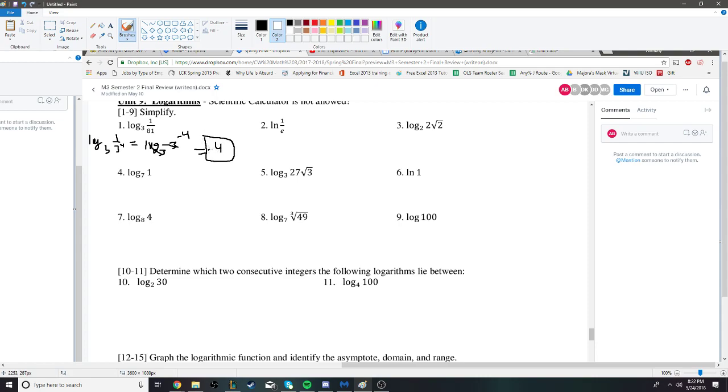There's a quicker way to do this. You could say 3 to what power is 81? 4. But since you're going from a whole number to a fraction, it's a negative answer. Whole number to a fraction means negative answer.